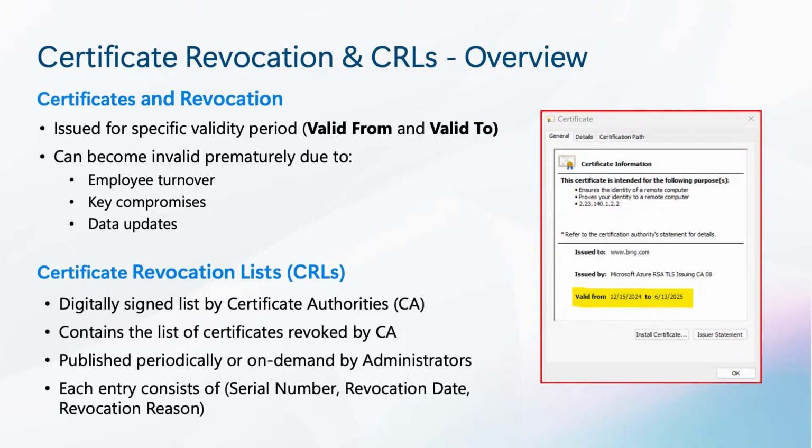Certificate revocation lists are digitally signed files issued by certificate authorities to inform systems about these prematurely revoked certificates. Each entry contains critical details such as serial number, revocation date, and reason for revocation. So these are lists that are published periodically and can also be published on demand as and when the certificate admins want to do so.